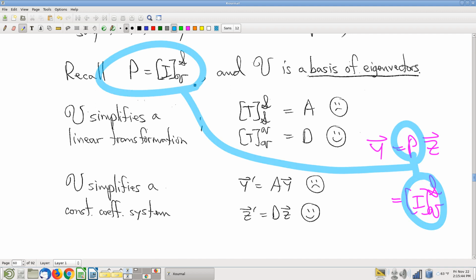P is change of basis from V to S. So if you interpret, very reasonably, Y as being standard basis coordinates, then very reasonably what that means is your Z is just V coordinates of the same solution.